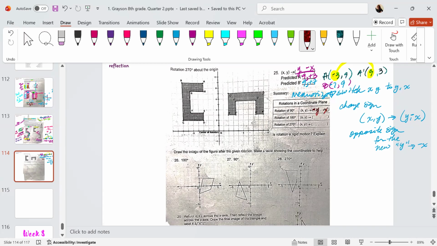Okay, 180-degree rotation. Was it just everything changed to the opposite sign, like -X, -Y? Yes, check. Okay, and then what was the rotation of 270? Y and -X. Did you write it down here?